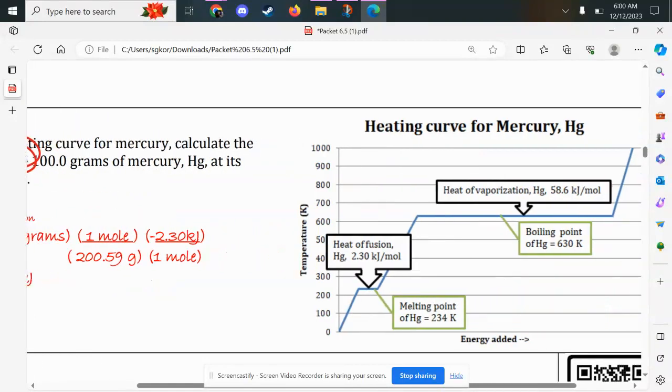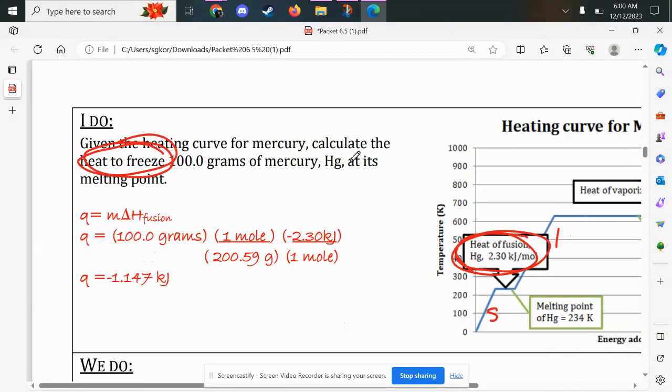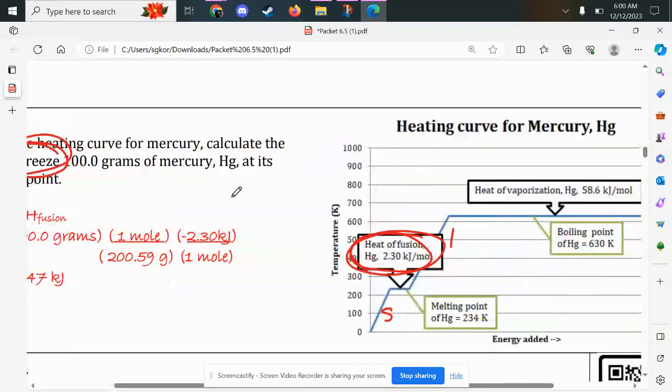So here it says to freeze. So if we're looking at our graph, here we have our solid, our liquid, our gas. So to freeze it would be heat of fusion. We're fusing it together into a solid. Now they say 100 grams of Hg at its melting point. What that little clue is there is that it's at its melting point already, so we don't need to worry about the fact that it's a liquid cooling down or it is a gas in some other state. So they're giving you the little hint that this is just a one-step problem, that you are starting at the melting point.